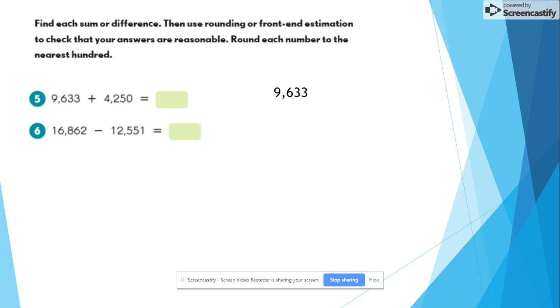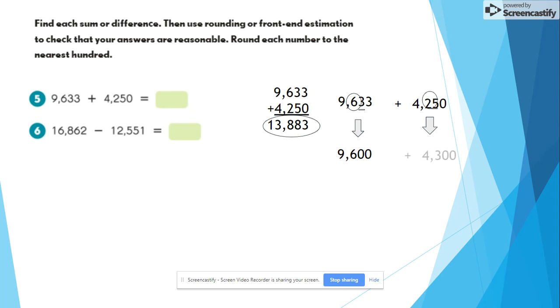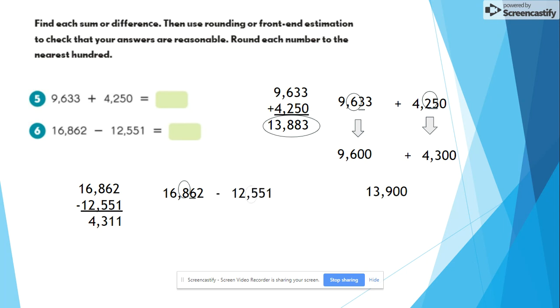All right, welcome back. The first question, you should have gotten an actual answer of 13,883. And then you should have rounded, it said, to the nearest 100 to get 9,600. And then rounding again to the nearest 100 to get 4,300. Adding those together to get 13,900. Your answer should be reasonable. It's very close. The next problem, here's your actual answer. And again, you are rounding to the nearest 100.